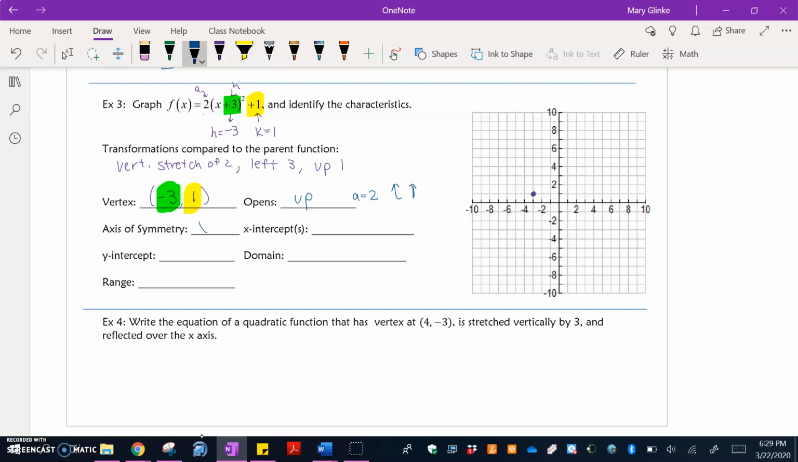My axis of symmetry is going to be x equals, and it's always going to be the x value of my vertex. So that's the h value. I don't know my x-intercept or my y-intercept prior to graphing, but my domain here is going to end up being negative to positive infinity because for all quadratics, I can plug any number in for x, so there's no restrictions on my domain.